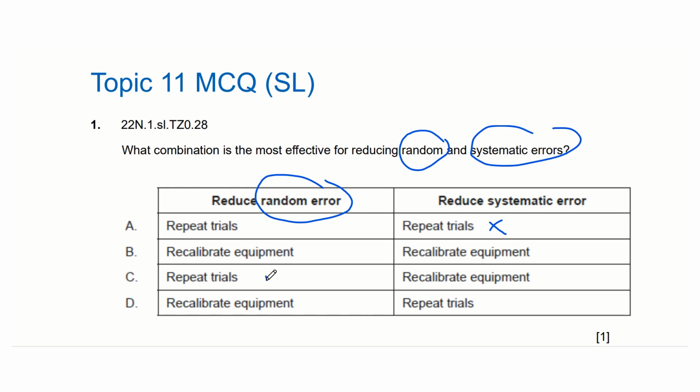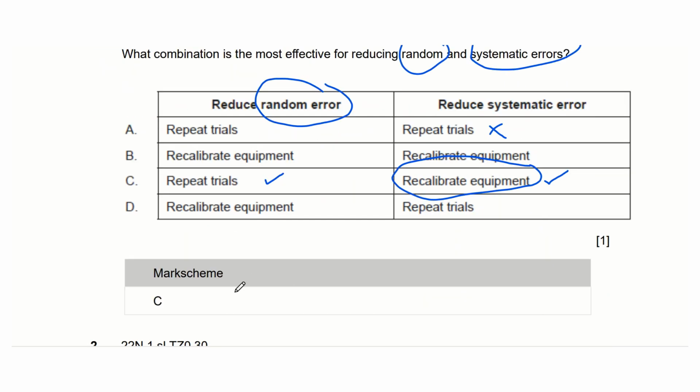The only option that you will have then is C, because this is what says about the random error, which is repeating trials. And for the systematic error, I know that if I recalibrate the equipment, that means I am dealing with the error that I originally had. If I didn't calibrate the equipment, that is a human error, because I didn't start it off the proper way. So this is the only logical answer there, and you can see that I got the answer straight away by focusing on one of the errors rather than focusing on two at the same time. So if we go to the mark scheme, you'll see that the answer is C.